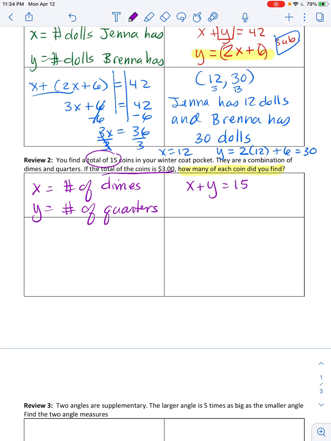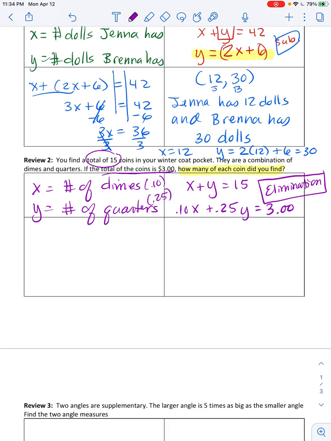So think about the value of a dime is 10 cents and the value of a quarter is 25. So 10 cents for my dimes plus 25 cents for my quarters has to add up to $3. Since I have these in standard form, I'm going to go ahead and use elimination. Plus, it'll help me demonstrate that, since I used substitution in the first example. I need to get rid of something.